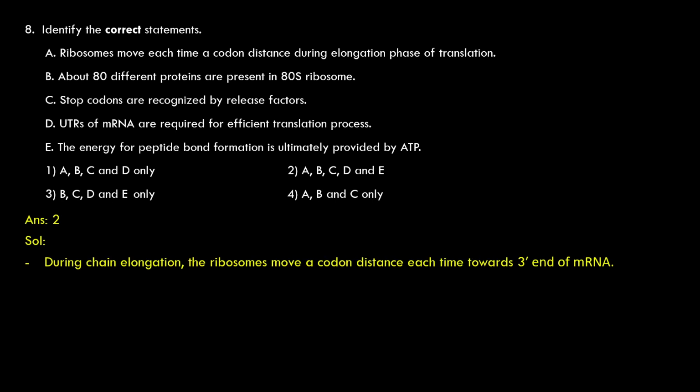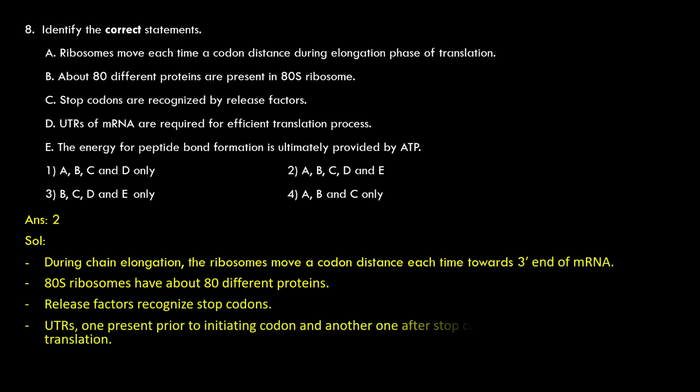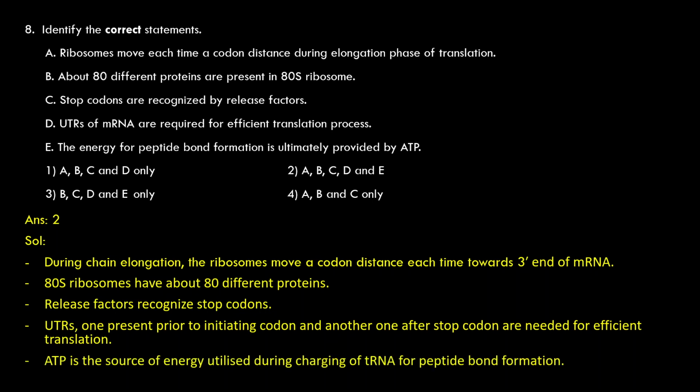During chain elongation, the ribosomes move a codon distance each time towards the 3' end of messenger RNA. Ribosomes have about 80 different proteins. Release factors recognize the stop codons. UTRs, one present prior to the initiating codon and another one after the stop codon, are needed for efficient translation. ATP is the source of energy utilized during charging of transfer RNA for peptide bond formation.